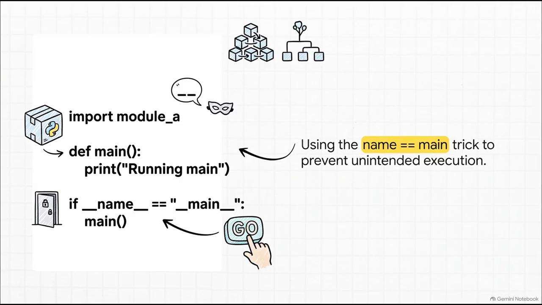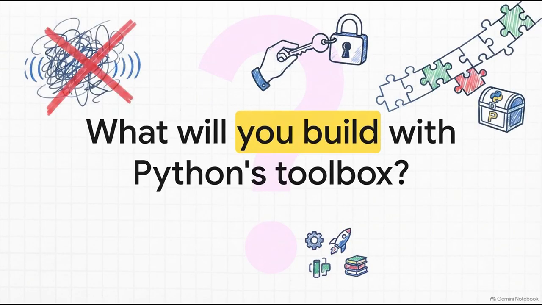Pretty clever, right? So we've covered the absolute chaos of massive code bases, the elegance of modules, how to import them, and how to build and protect your own. The sheer efficiency you gain by modularizing your code is staggering. It's a real game changer. So I want to leave you with one final thought to chew on. What will you build now that you have Python's entire toolbox right at your fingertips? Thanks for joining me on this explainer.